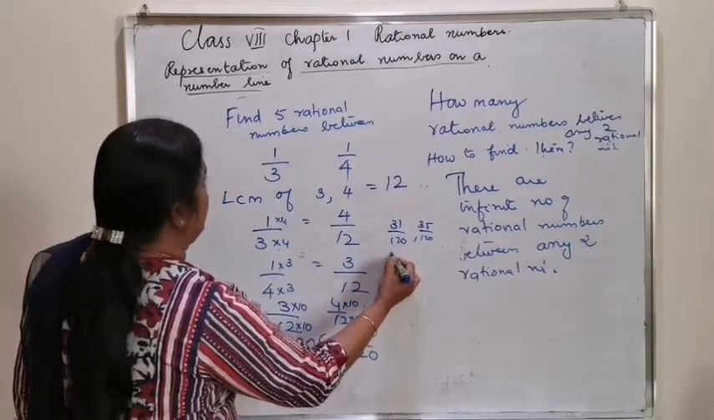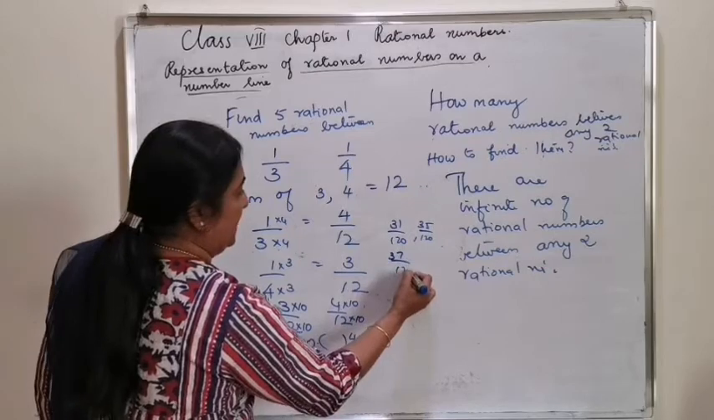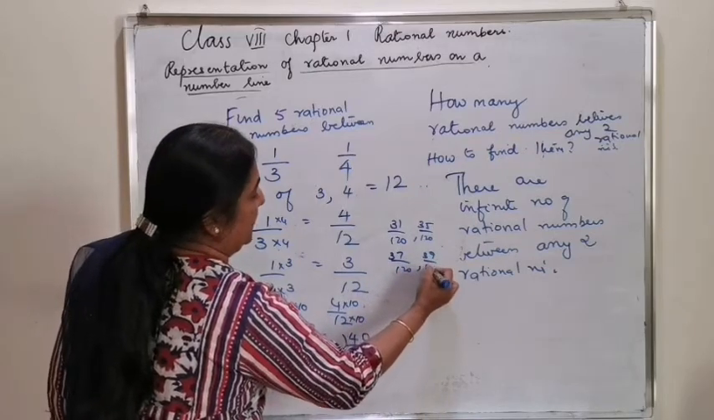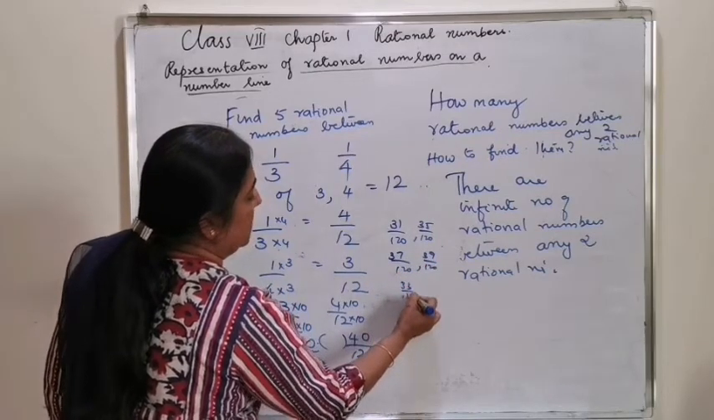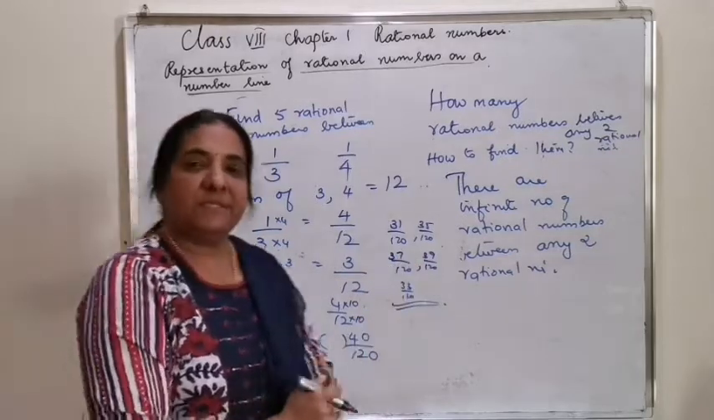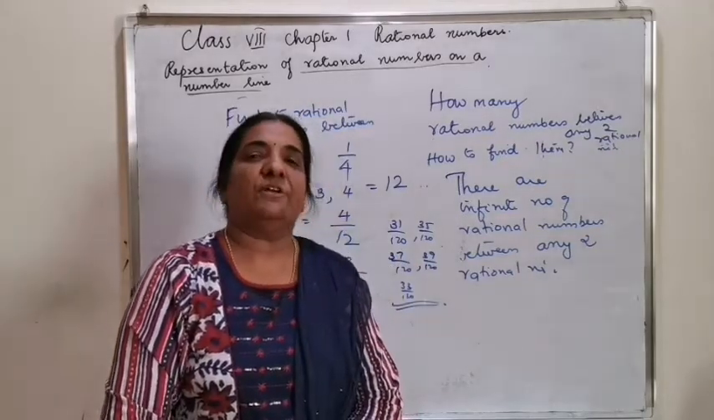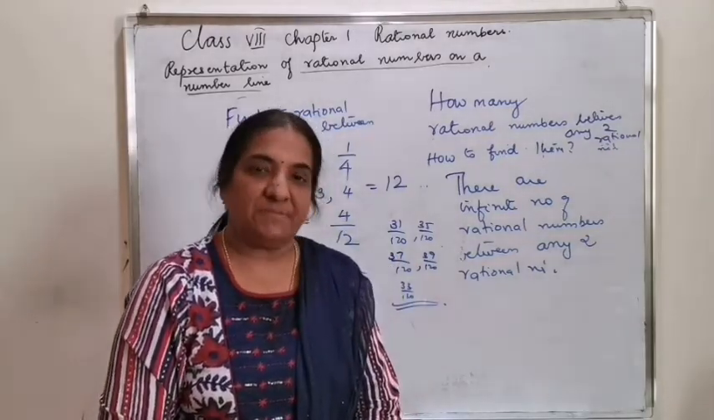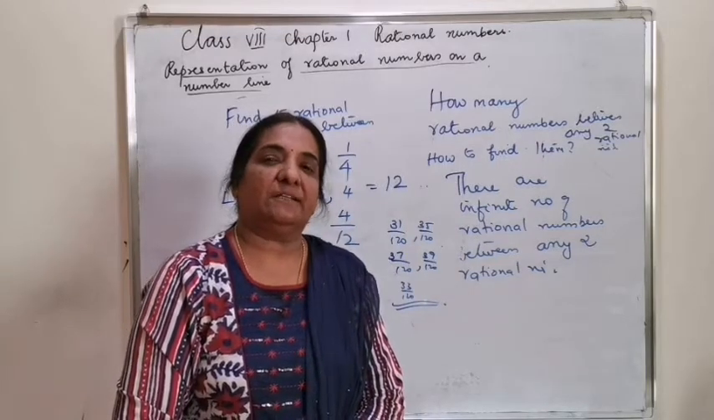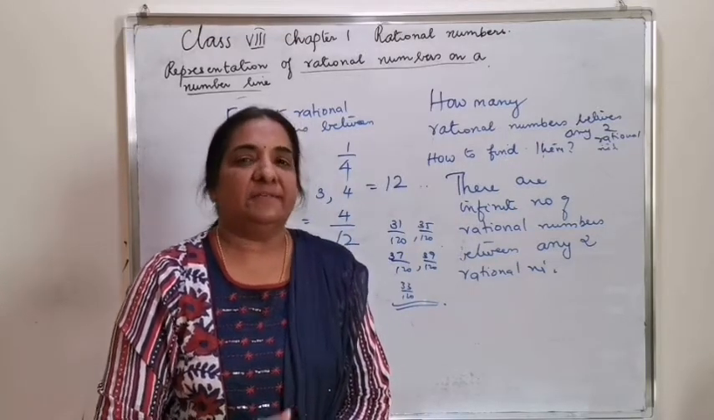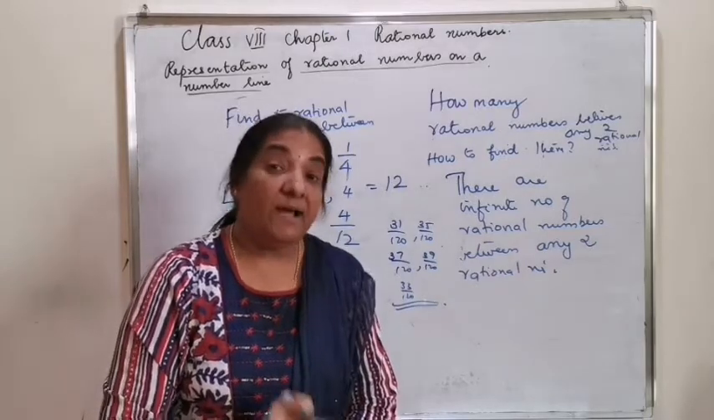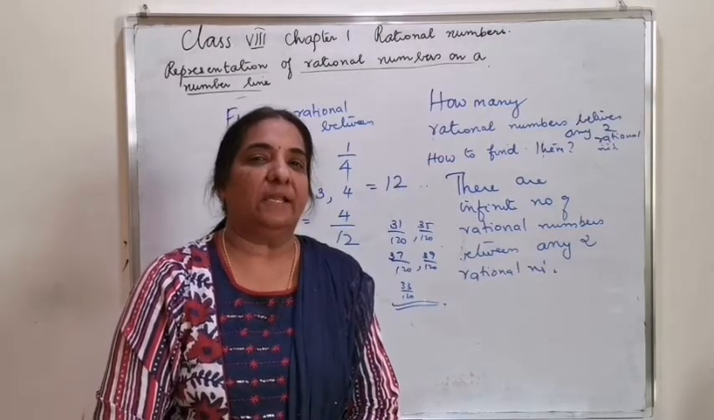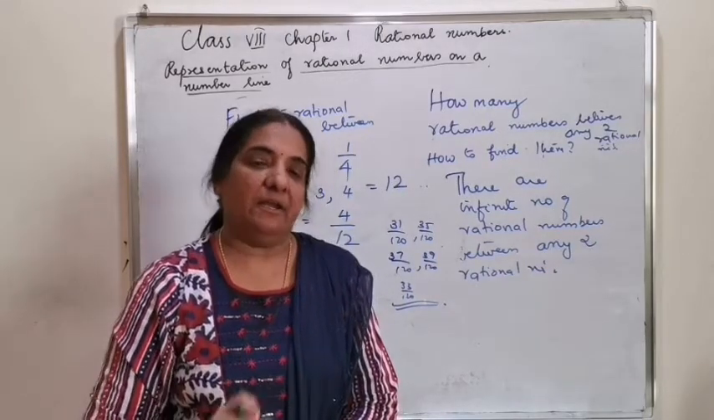35 by 120, 37 by 120, 39 by 120 and 33 by 120. So, this is the first method of inserting rational numbers by multiplying the numerator and denominator by multiples of 10, 100 and so on, after making the denominator the same number.